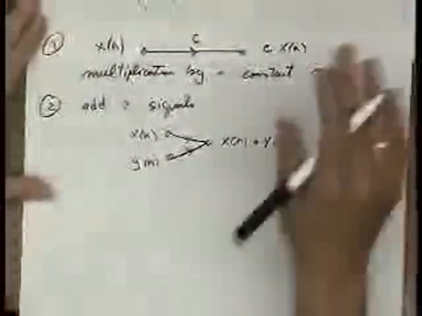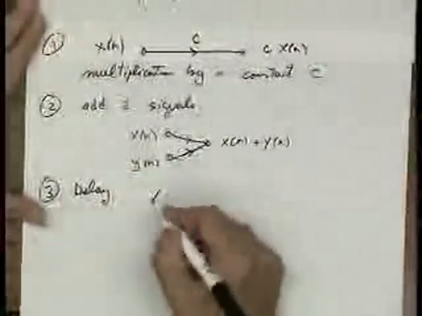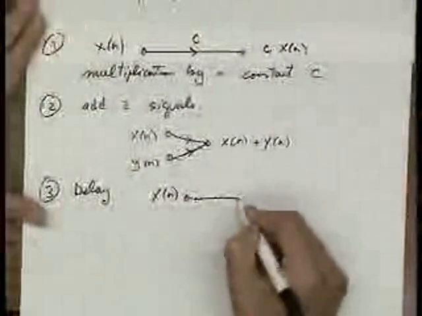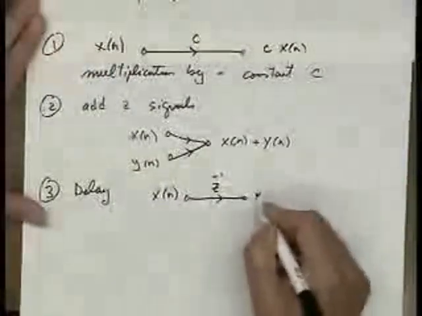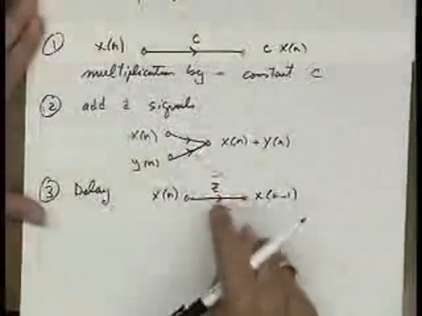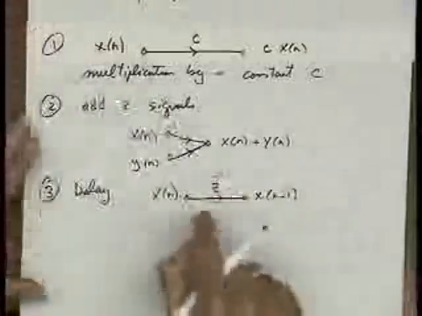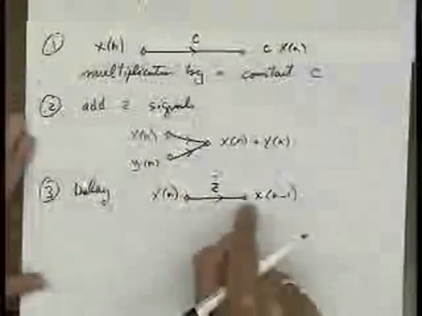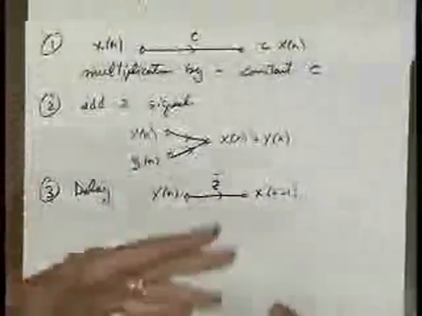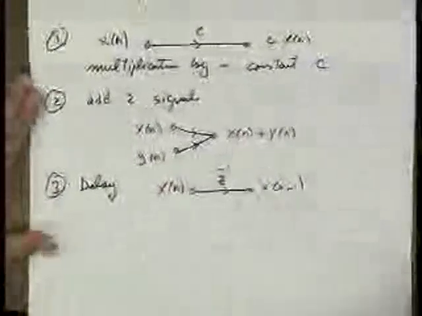And finally, I can deal with delay. So I have x of n, do z inverse, and I get x of n minus 1. And why do I put z inverse? Because in the z domain, delaying corresponds to multiplying by z inverse. So this is the notation I use in the flow graph language to say that the signal got delayed by 1 unit. If I wanted to delay it by 5 units, I put z to the minus 5. So that'd be x of n minus 5.